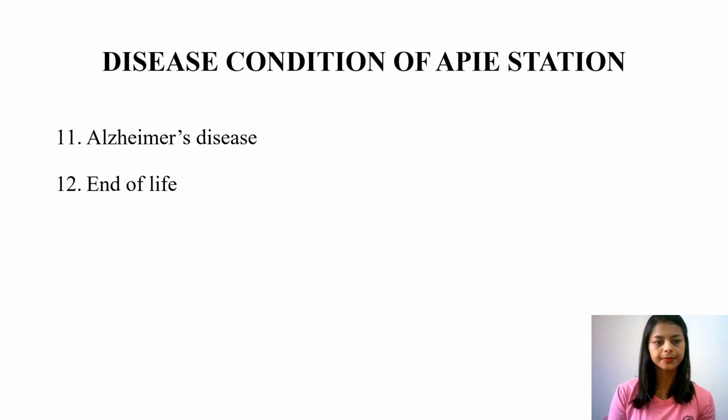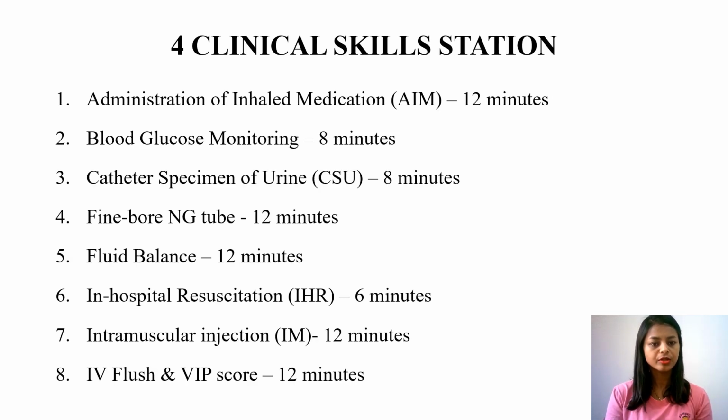end of life. In the OSCE exam, you will have 4 clinical skill stations. You can get any one of the 4 among these clinical skills. The first one is administration of inhaled medication, which is a 12-minute station. Second is blood glucose monitoring, which is an 8-minute station. Third is catheter specimen of urine, which is an 8-minute station. Fourth is fine bore NG tube, which is a 12-minute station. And fluid balance is also a 12-minute station.